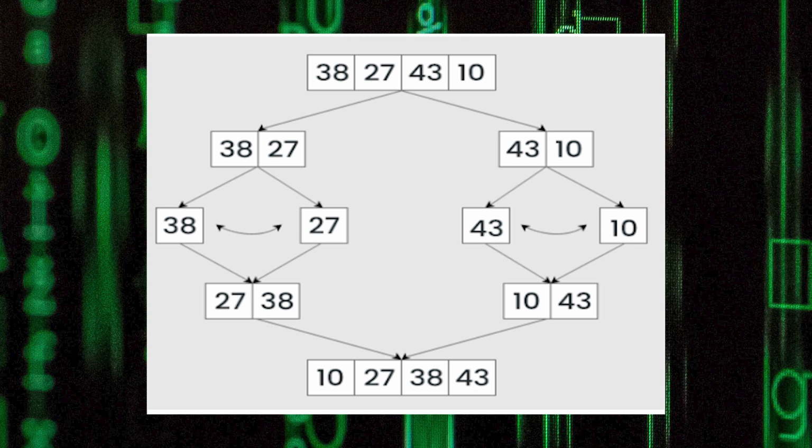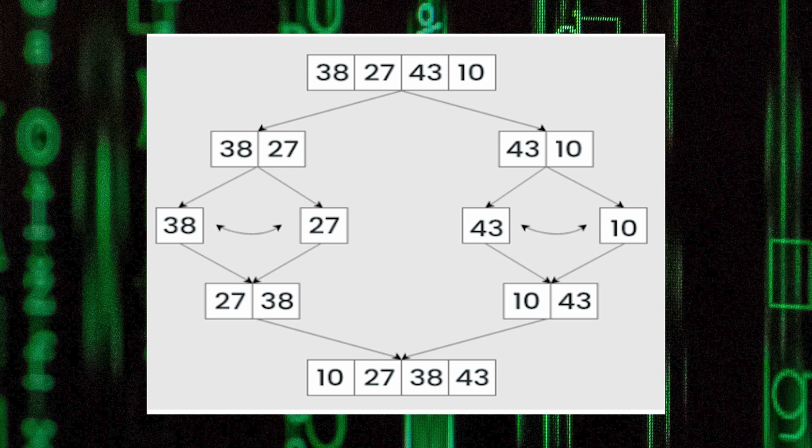Then we have to compare the elements of both sub arrays, 27, 38 will be compared with 10 and 43. The comparison is to be done and we have to find the appropriate places for each element. The order is 10, 27, 38 and 43. This is an example of merge sort.